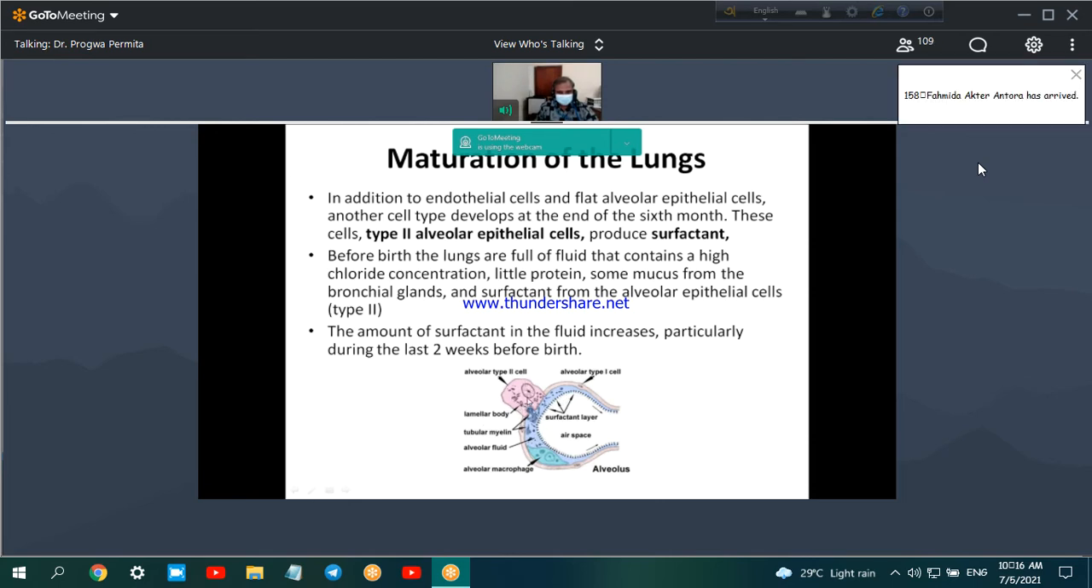This is the alveolar type 2 cell which releases surfactant. This is the surfactant layer. This is the air space, and this is the total alveolus. This is the alveolar macrophage. Here lies the alveolar fluid and tubular myelin. This is the tubular myelin, and this is the lamellar body in the alveolar type 2 cell. You should keep in mind that surfactant is released from the alveolar type 2 cell.